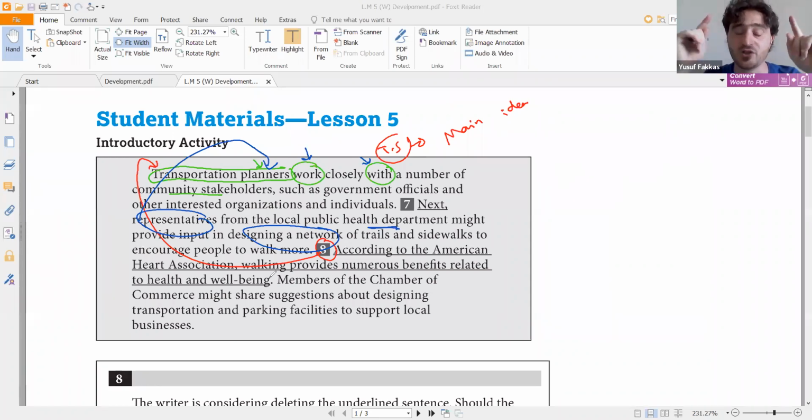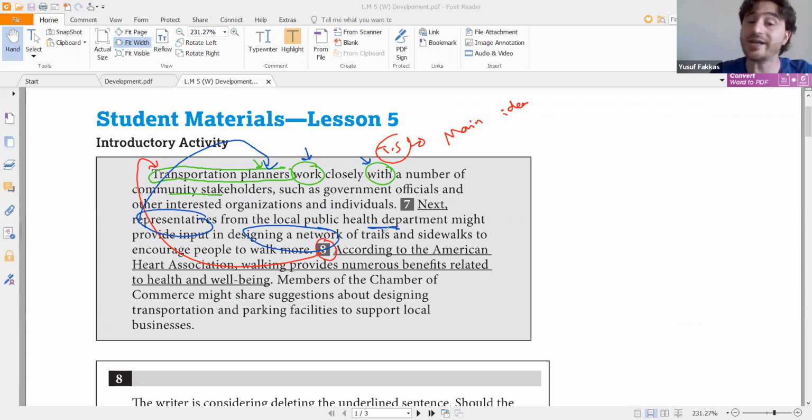The second idea, which is a supporting detail, does support the main idea because it gives me an example of who these community stakeholders are. So the first group of people, they are the representatives from the health department. How do they work with transportation planners? They provide input, ideas in designing a network of trails and sidewalks to encourage people to walk more, okay? So as you can see, what I'm doing now, I'm selecting the keywords from each sentence. This is language analysis. You are analyzing each sentence, focusing on the main ideas here and there.